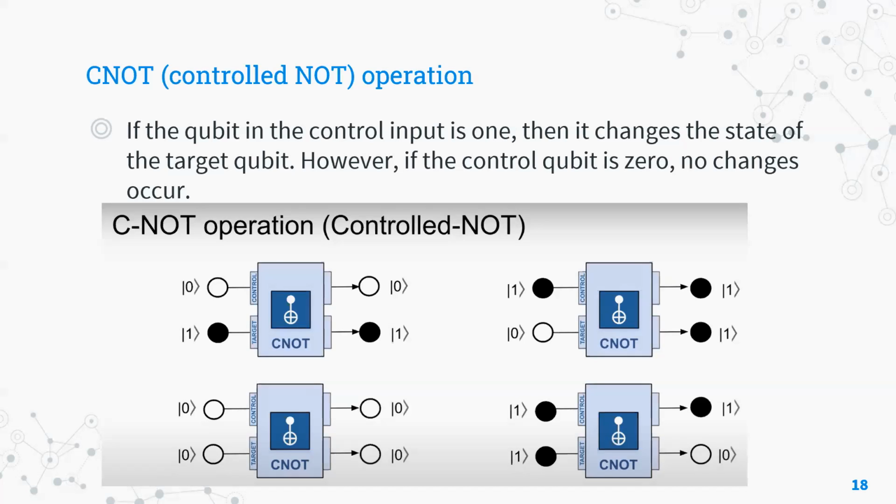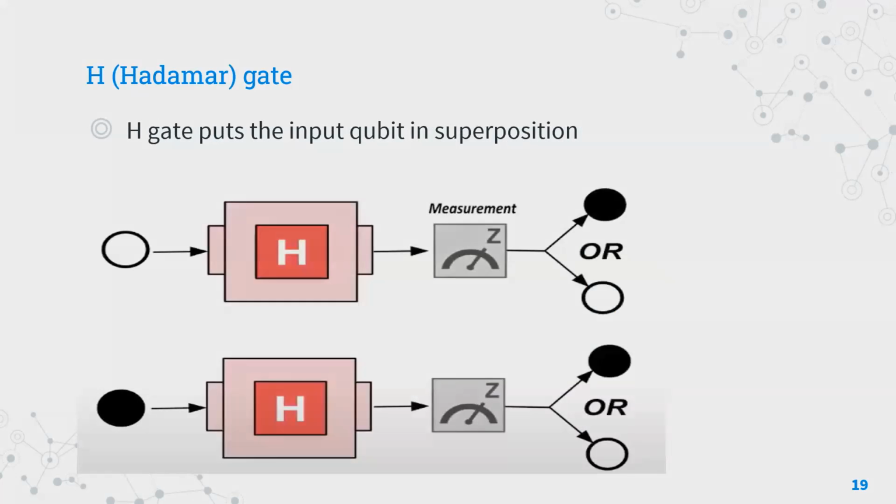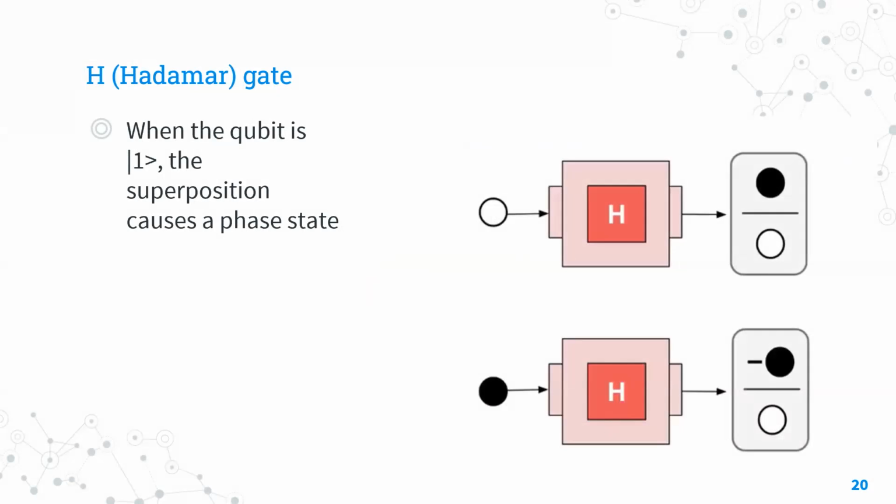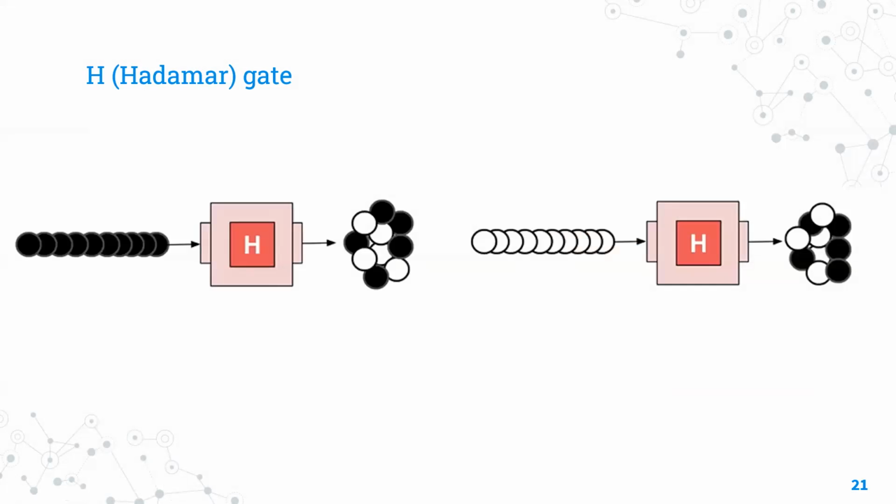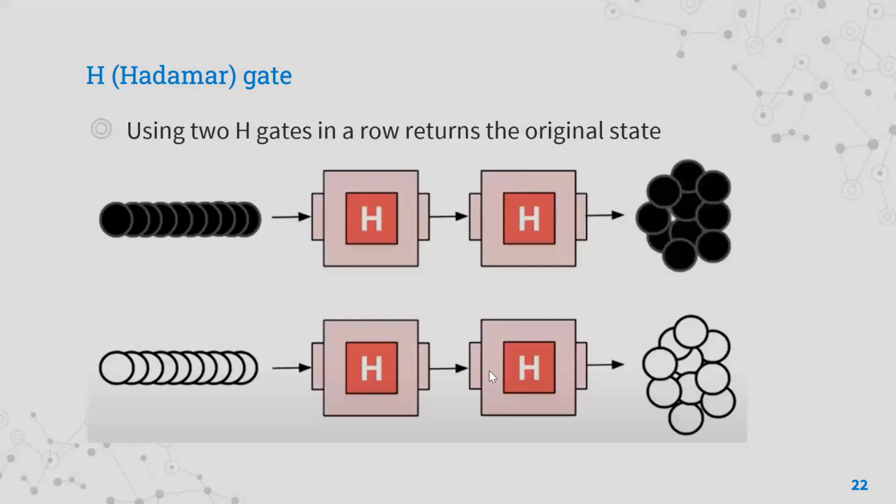The fourth gate is the H gate, which puts the qubit in a superposition. And if we put the input qubit as 1, it will be in a phase state, which is represented by the negative value. Also, if we put many inputs, there will be random inputs, so the input will be a collection of zeros and ones. Also, if we put 2 H gates in a row, it will return the input to the original state.